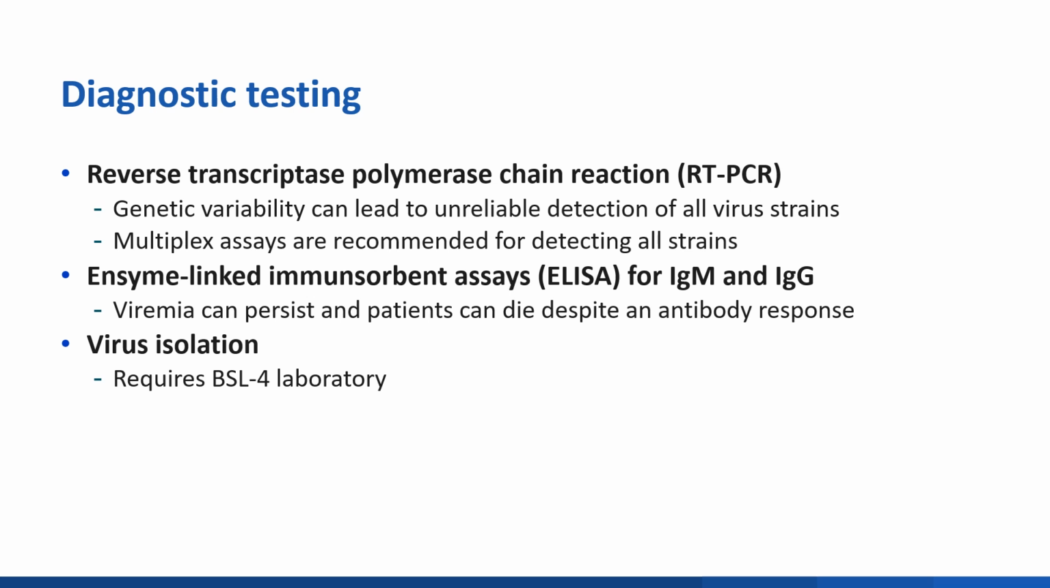However, the genetic variability of the Lassa virus genome poses a problem for reliable detection of all virus strains. As such, multiplex assays are recommended for detecting all described Lassa strains. Enzyme-linked immunosorbent assays, or ELISA, capable of detecting IgM and IgG antibodies to Lassa virus are also available. However, it should be noted that detectable antibody response does not necessarily signal imminent recovery, and viremia frequently persists and some patients die despite an antibody response. Virus isolation is also available, but requires a biosafety level 4 laboratory.